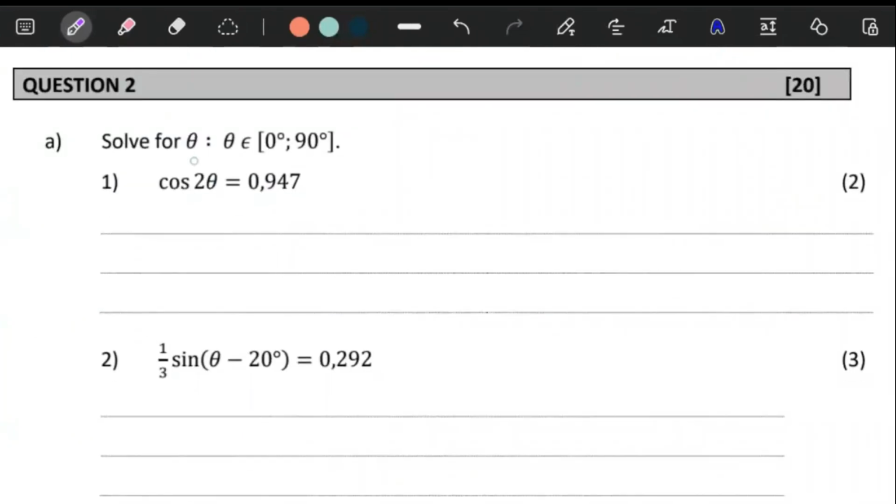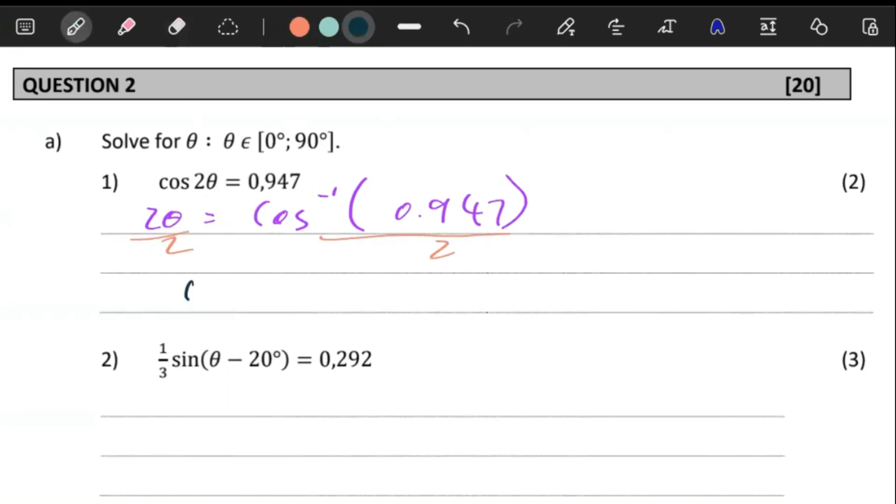So for theta, between 0 and 90 degrees, a cos graph with 2 here. We're solving for theta here. You have to say shift cos, and then 0.947. In the calculator, let's not round off yet. And then here, let's divide by 2. We're going to get a value of theta here.